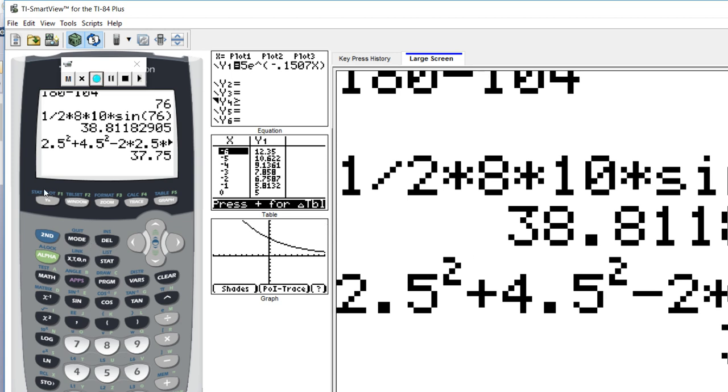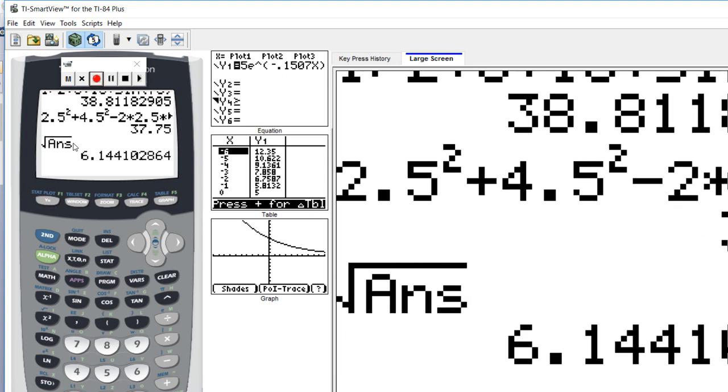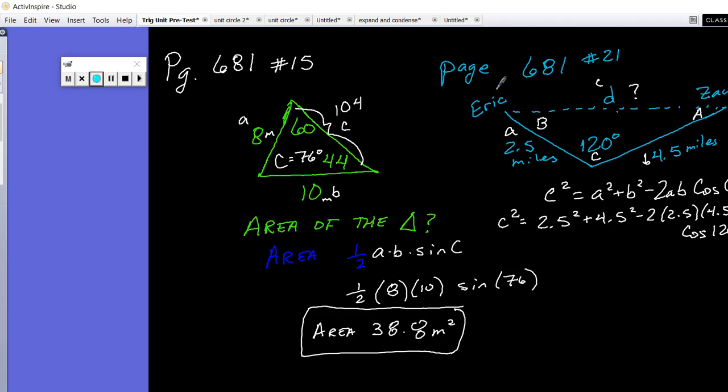Now if I just want to know what c is, I need to square root that answer. So I go second square root, second answer. That's a little trick to help you. You just hit that second negative sign. It puts the answer nice and pretty for you in there, and you can hit enter, and it tells you what it is. The square root of 37.75 is 6.1. In other words, the length that you would have to walk is 6.1 miles, a little more because it's 6.14. That's roughly the length that Eric will have to walk to meet back with Zach.